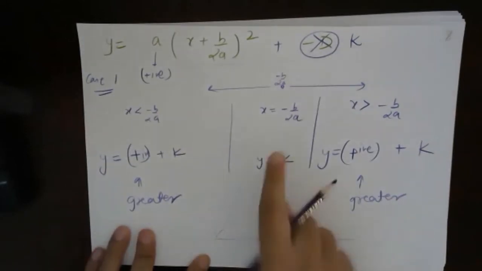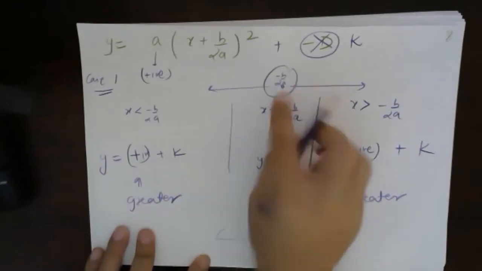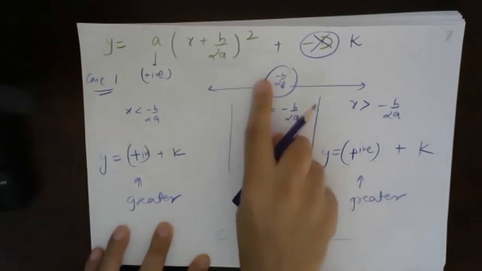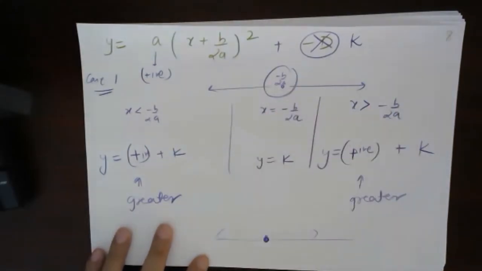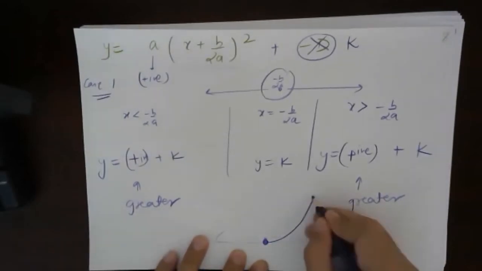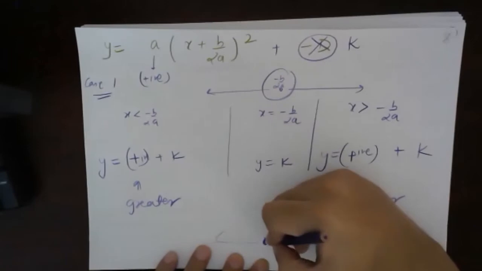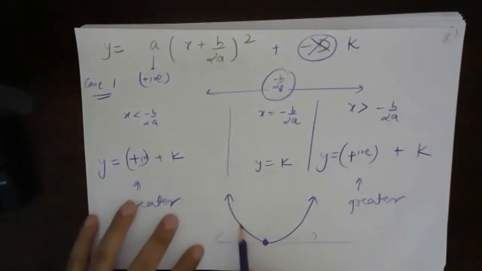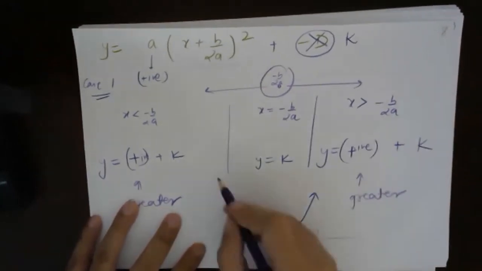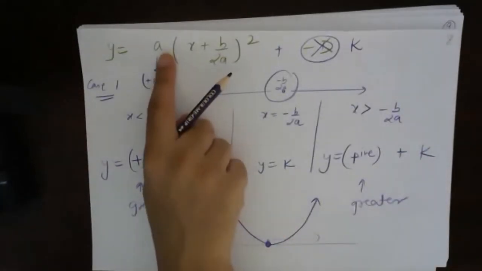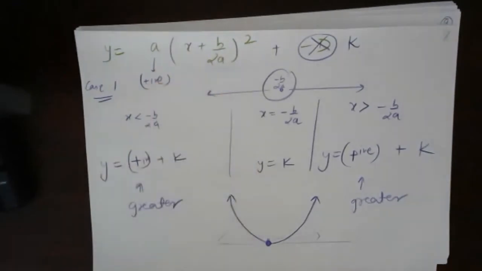That means this point x is equals to minus b by 2a will give you the minimum point. On the right side if you go, you will increase. On the left side if you go, you will again increase. So the curve must have been something like this. That means U-shaped. And why this U-shape? Because we have considered the first case, that is a is positive.